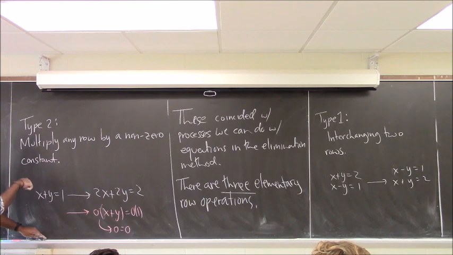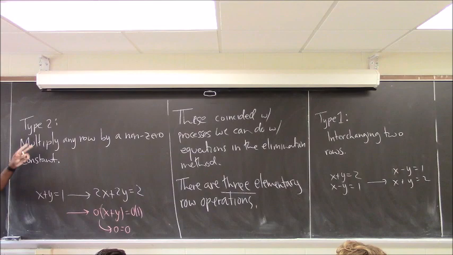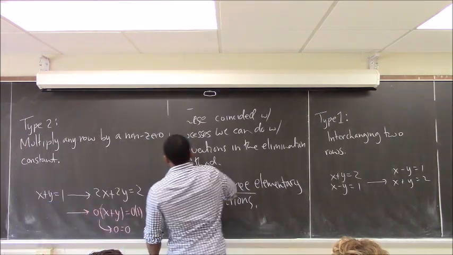So sometimes you saw me actually do that. We took like -2 times this row for the purpose of adding it to another row, which leads us to type 3. You can add two rows together. Add or subtract two rows.